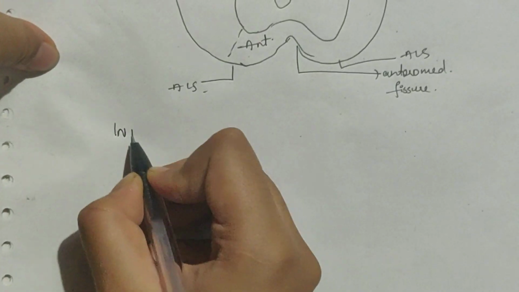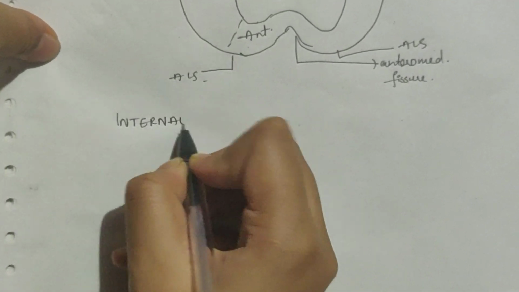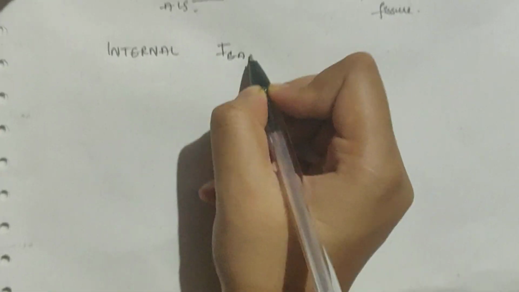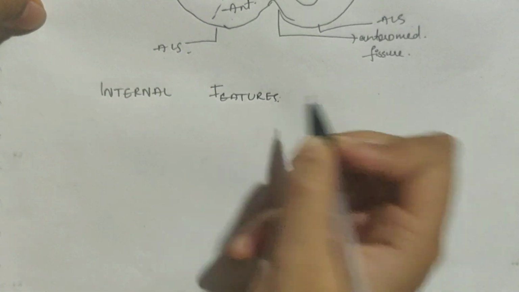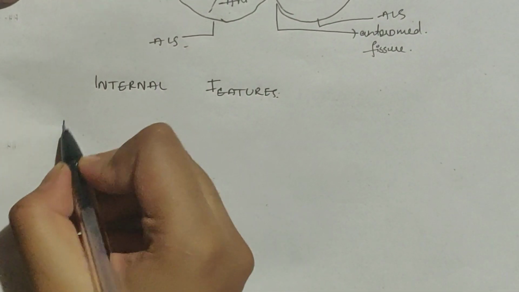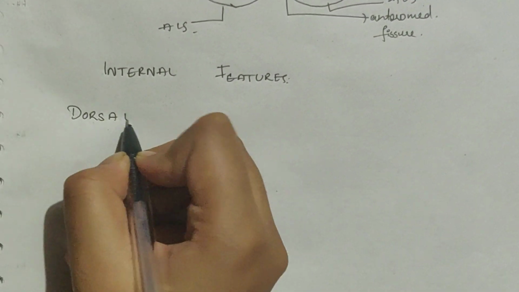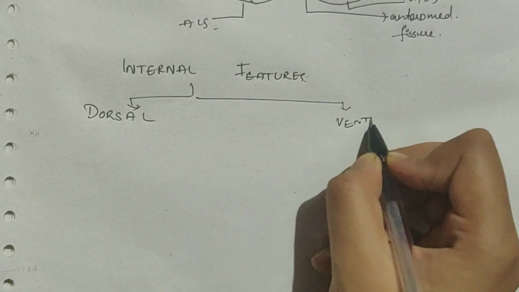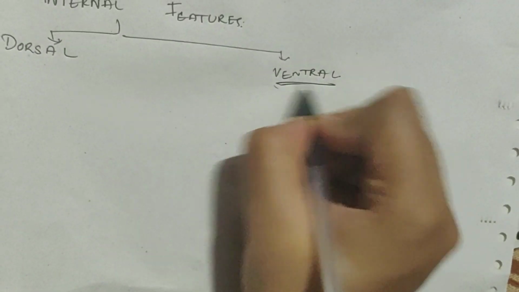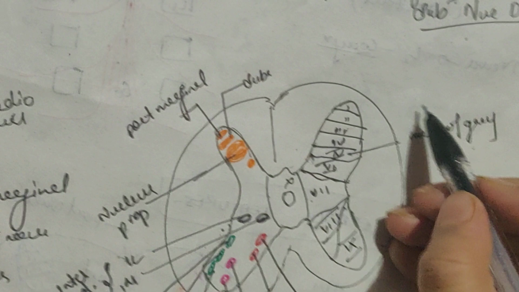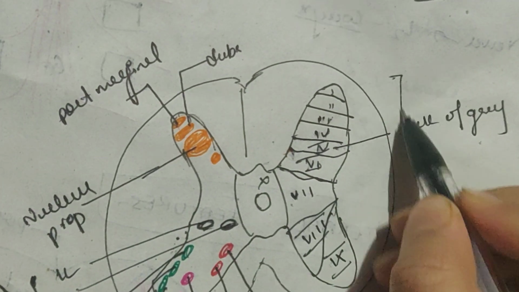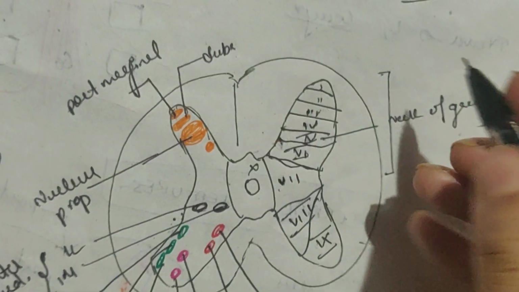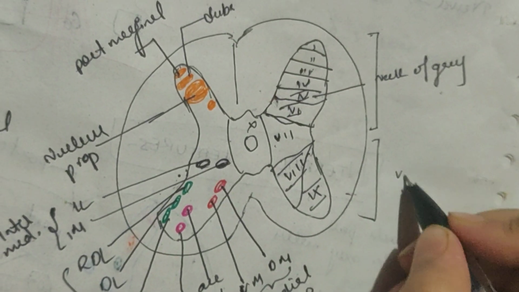Okay, so next, when we're learning about the internal features, we learn about it by dividing it into certain parts that are dorsal and ventral. So internal features, I'll divide into dorsal and ventral. In this diagram, we can see that the upper part is the dorsal part, and the lower part is the ventral part. So we'll see the ventral part first.